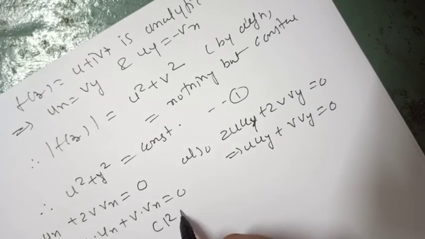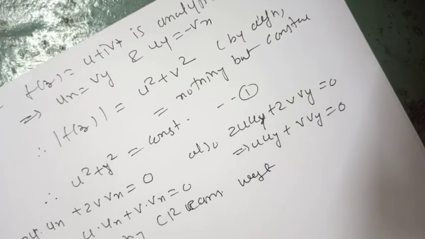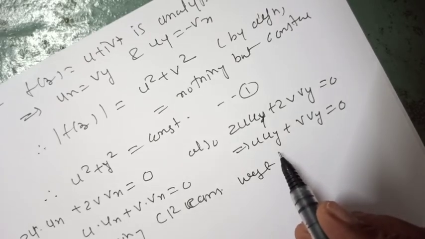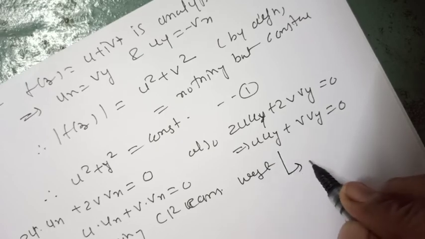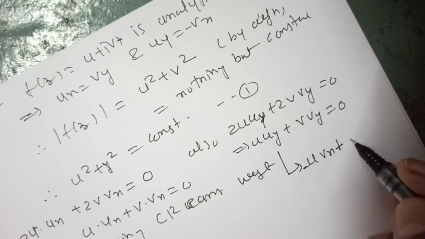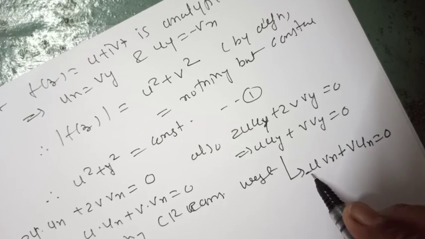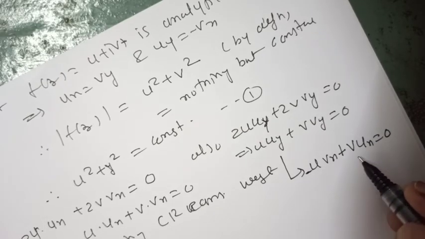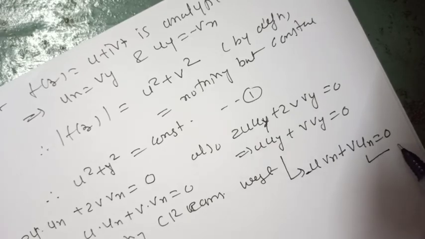Using CR equations, uy equals minus of vx, we get u into minus of vx plus v ux equals 0, that is minus u vx plus v ux equals 0, by using CR equations. Call it equation 3.